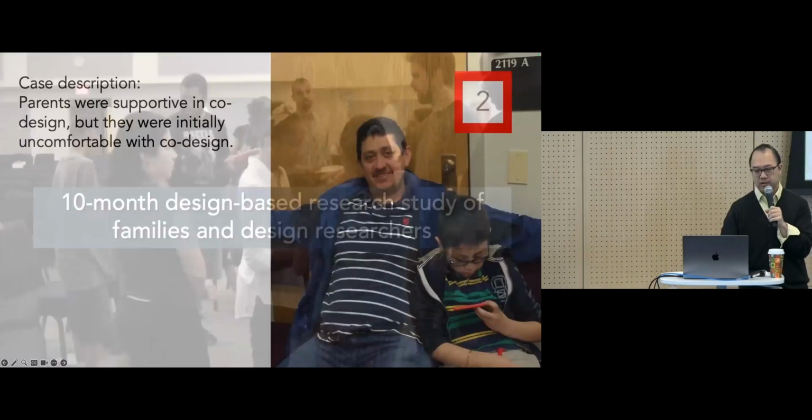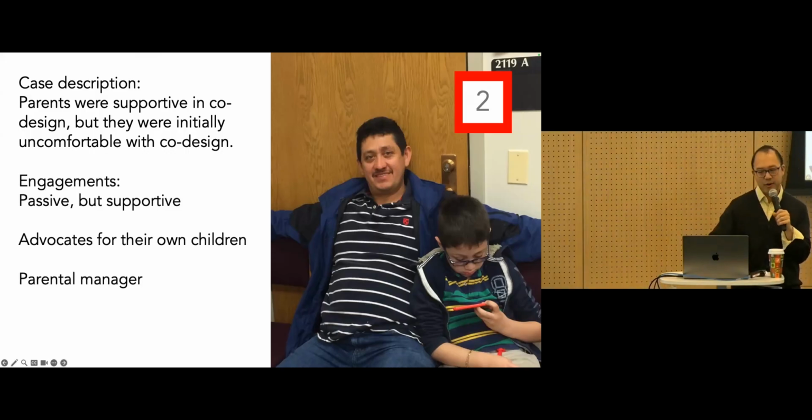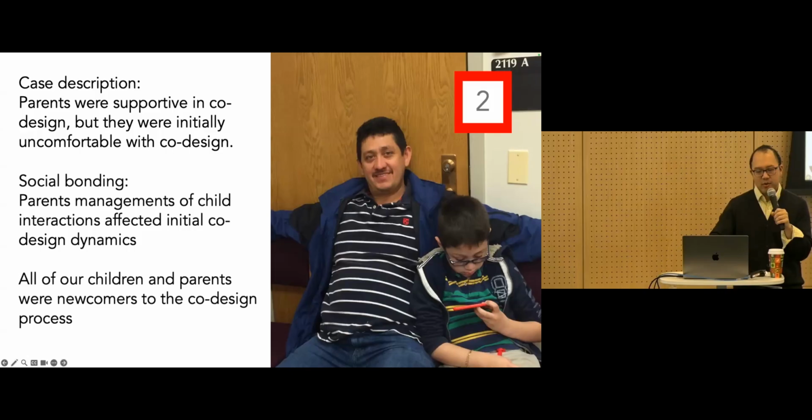When we started working with parents, they were supportive, but they said, I'm just a parent. I don't really want to stay. I thought I was going to leave my kid here and walk away or wait around. They were supportive, but kind of passive. They wanted to help their kids, but didn't really know how. They wanted to manage their kids. We found that with social bonding, it takes some time for adults to become bonded to do design work. We had to think about children and parents as newcomers. And relationships matter quite a bit.